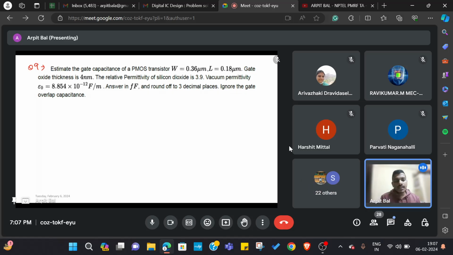Can solve leakage current problems. Actually we did one problem related to leakage current, right? So most of the other problems are just simple variations of that.